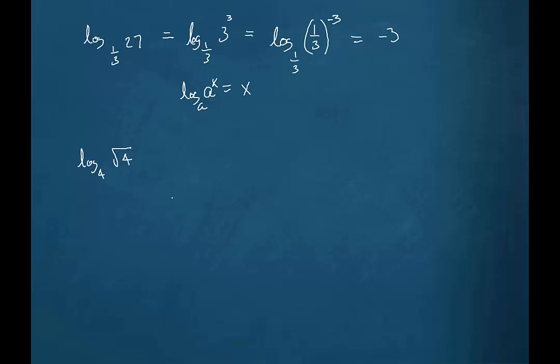Log base 4 of the square root of 4. Well, let's see. We could rewrite this as log base 4 of 4 to the 1/2 power. The square root is just a 1/2 exponent. Again, the base and the base are the same, so the whole thing is just equal to the exponent.